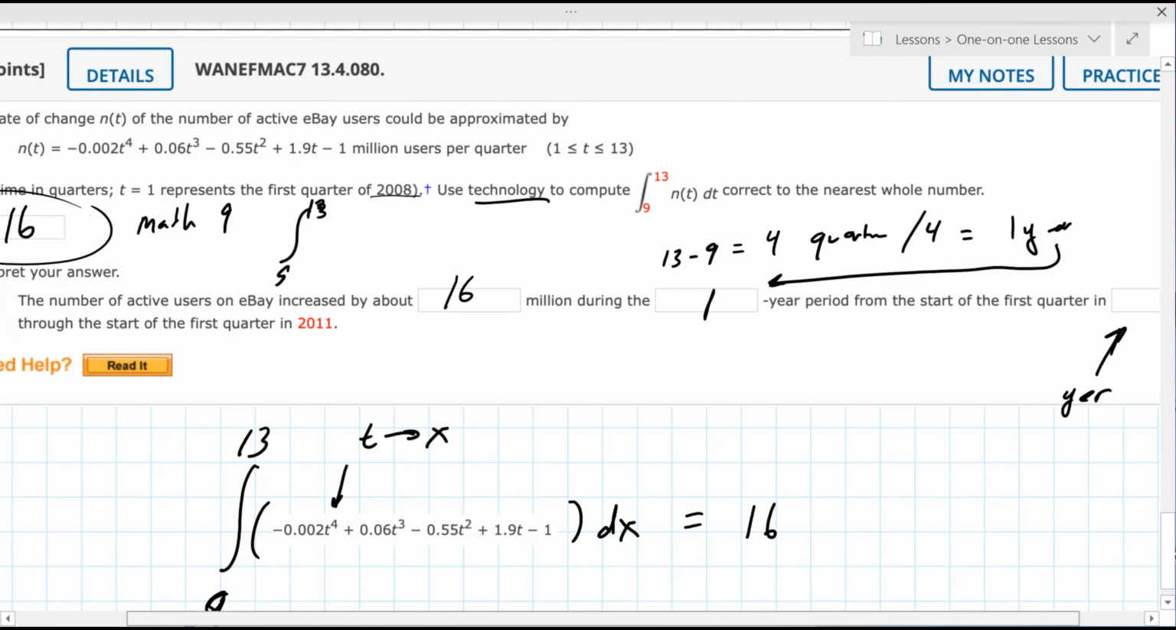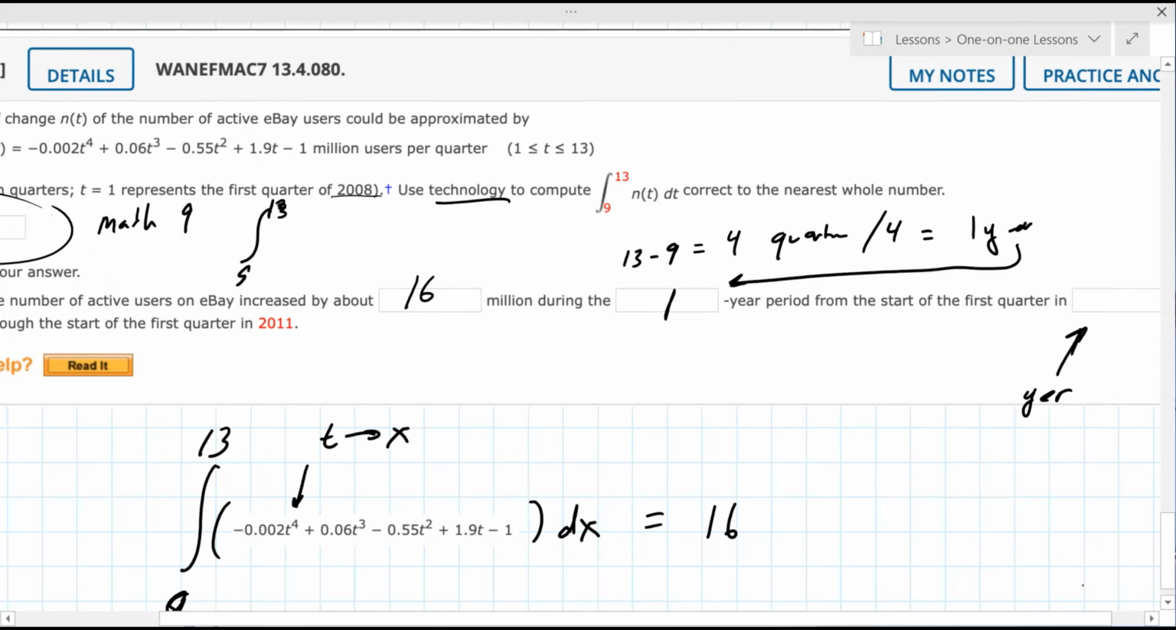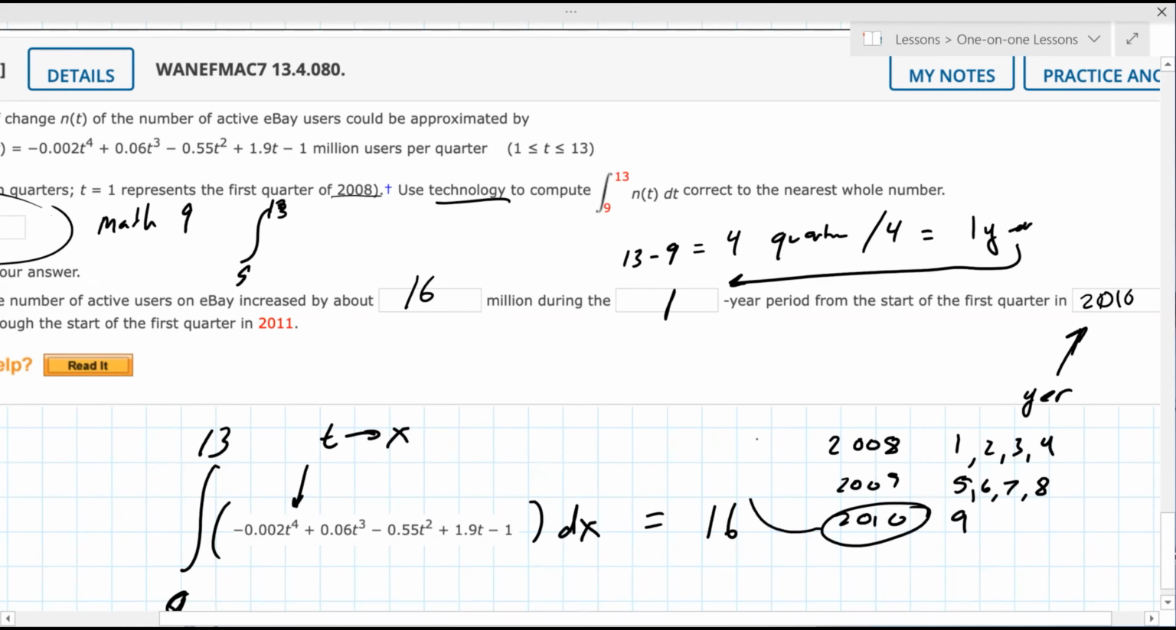And you said in 2010? Yeah. Okay. So how that gets produced is 2008 is where you start. So 1, 2, 3, and 4 are part of 2008. First quarter, second quarter, third quarter, fourth quarter. 5, 6, 7, and 8 are in 2009. First, second, third, fourth quarter. So 2010 is where quarter 9 starts. That's how they come up with that. Okay.